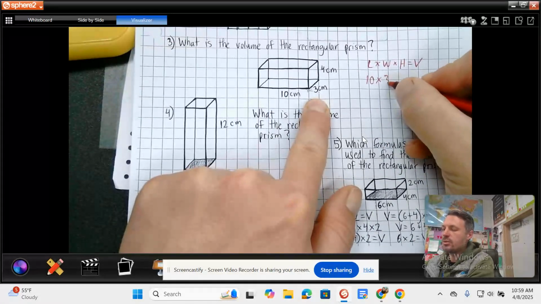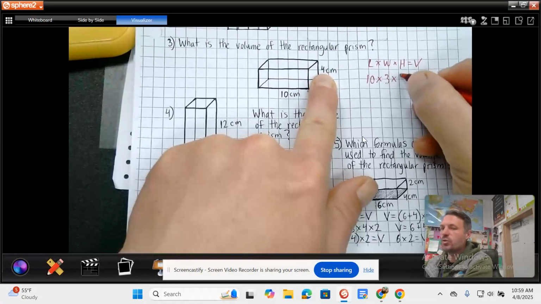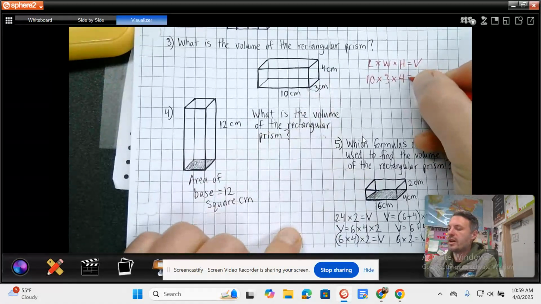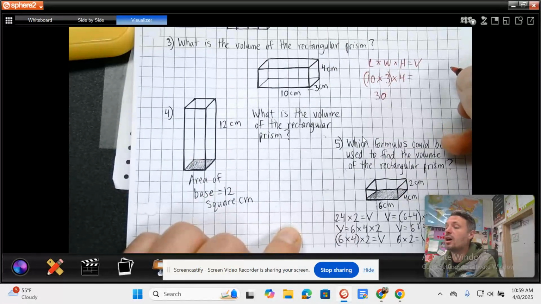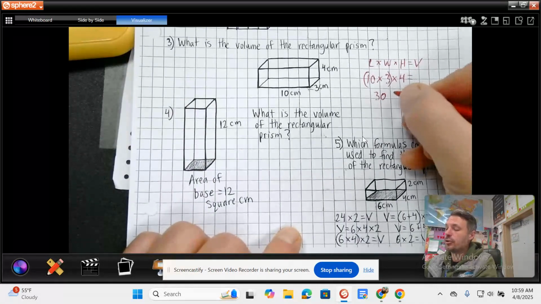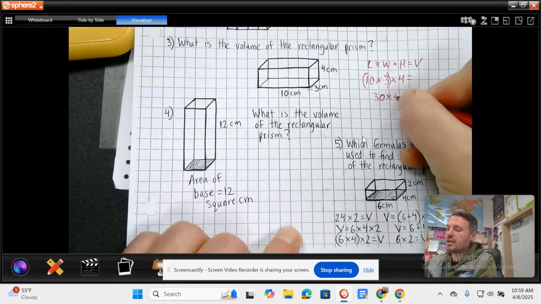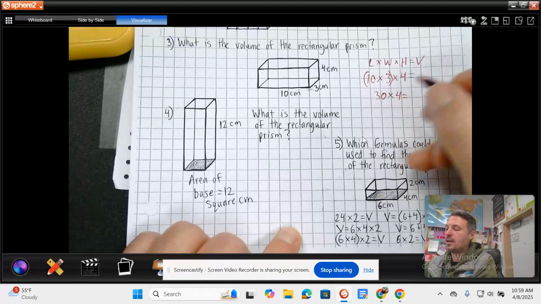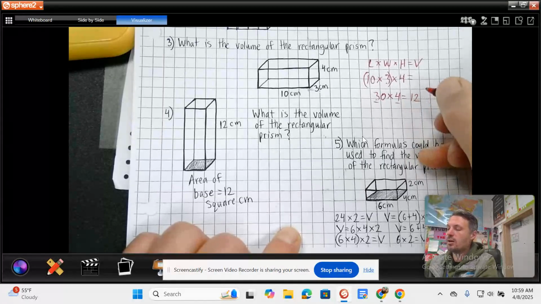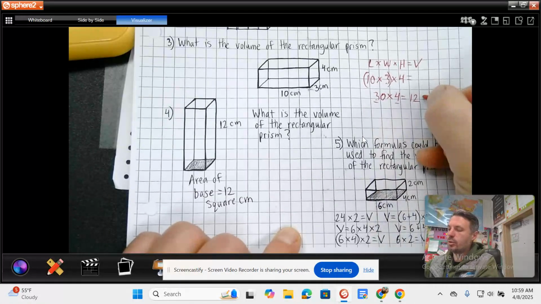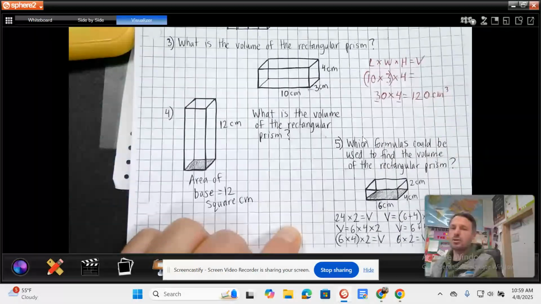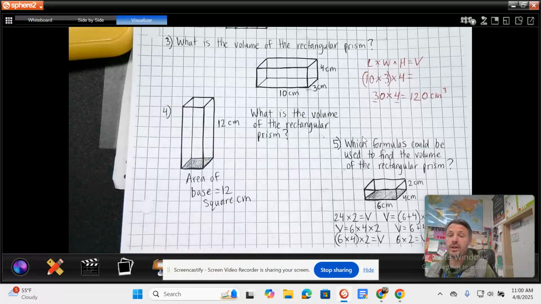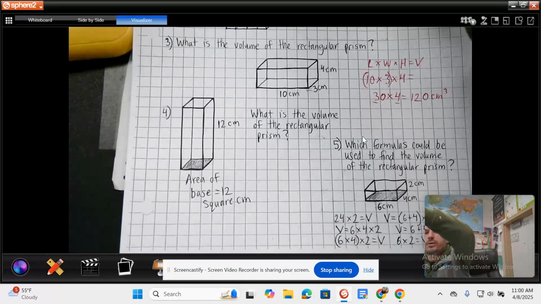The width is 3 centimeters, so we write 3 for the width, and the height is 4 centimeters, so we write 4 for the height. And 10 times 3 is 30, so the area of the base is 30 centimeters squared. So it's 30 times 4 now, base times height. And 3 times 4 is 12. We take that 0 from the factor and we drop it into the product. So that's 120 centimeters cubed, or you could write 120 cubic centimeters. Okay, that was number 3.